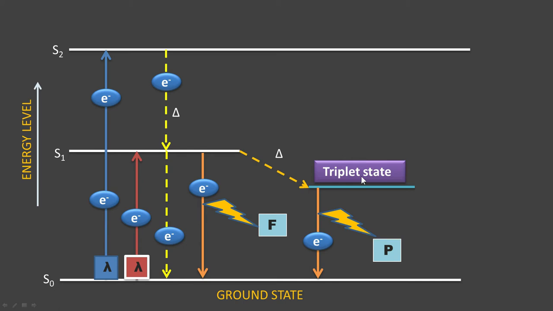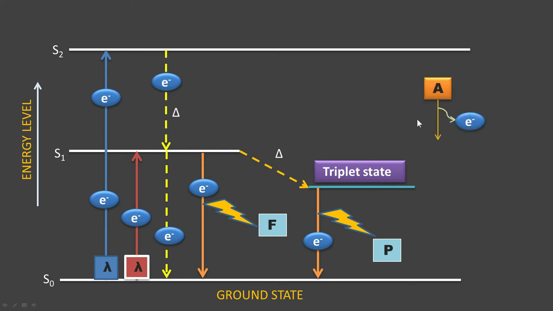As a biology student, you should understand the triplet state and the singlet state. The electron stays longer in the triplet state. That's why the molecule has a chance to talk to the electron, or in other terms, at this state, the electron can participate in a reaction.